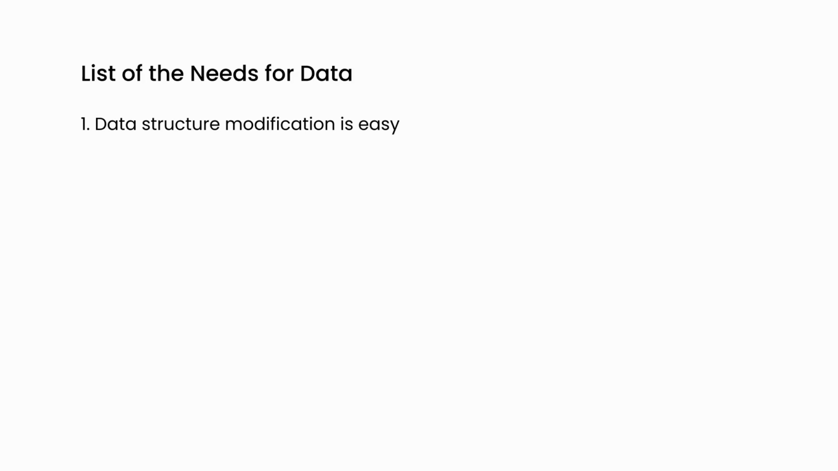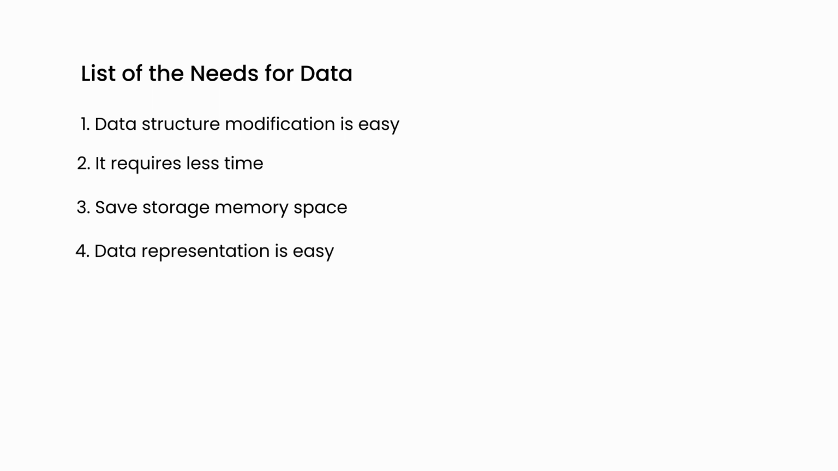The structure of data and the synthesis of the algorithm are related to each other. Data presentation must be easy to understand so the developer as well as the user can make an efficient implementation of the operation. Data structures provide an easy way of organizing, retrieving, managing and storing data. Here is a list of the needs for data structures. Number 1, data structure modification is easy. Number 2, it requires less time. Number 3, it saves storage memory space. Number 4, data representation is easy. And number 5, easy access to large databases.